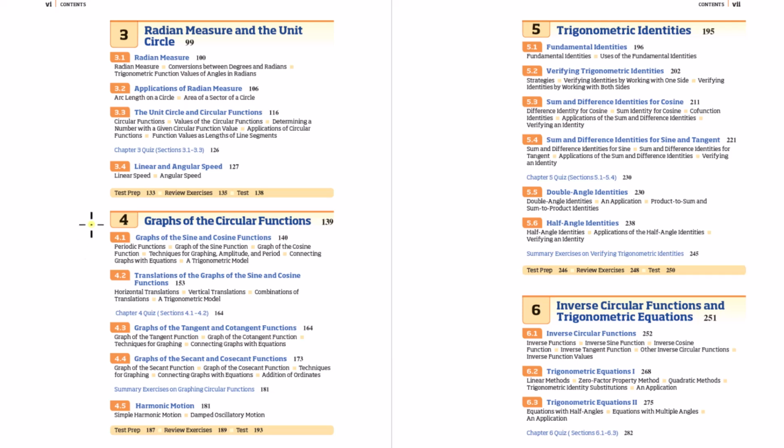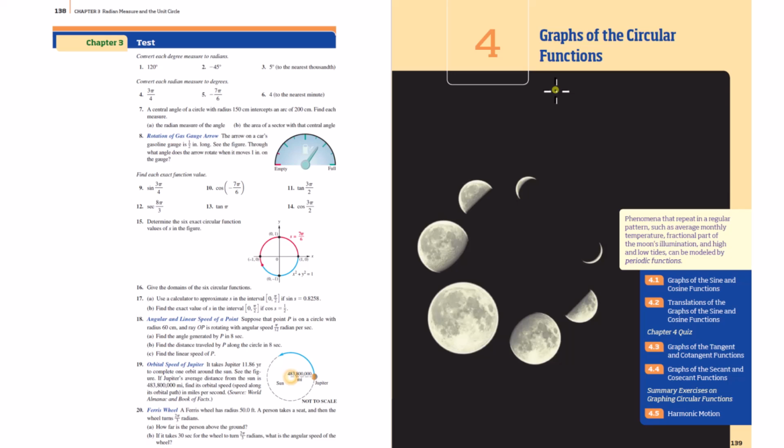Okay, so in this video, we're going to start chapter 4, which is on the graphs of the trig functions. And in this video, we're going to go through the first section, which is on the graphs of the sine and cosine functions. Okay, so here's the opening image for this chapter. Looks pretty cool. It's different progressions of shading of the moon.